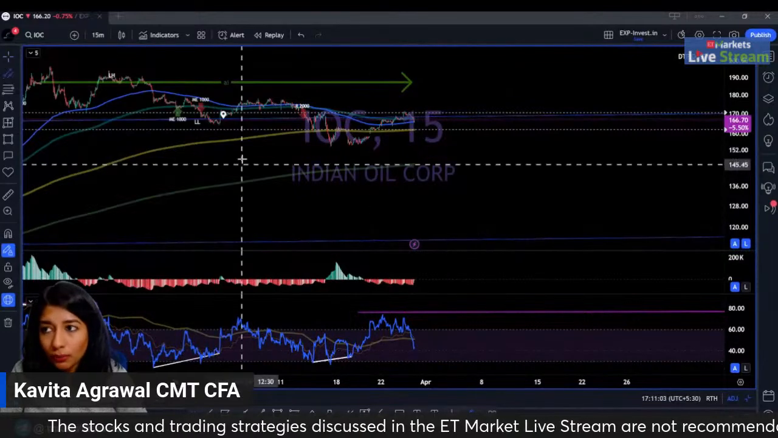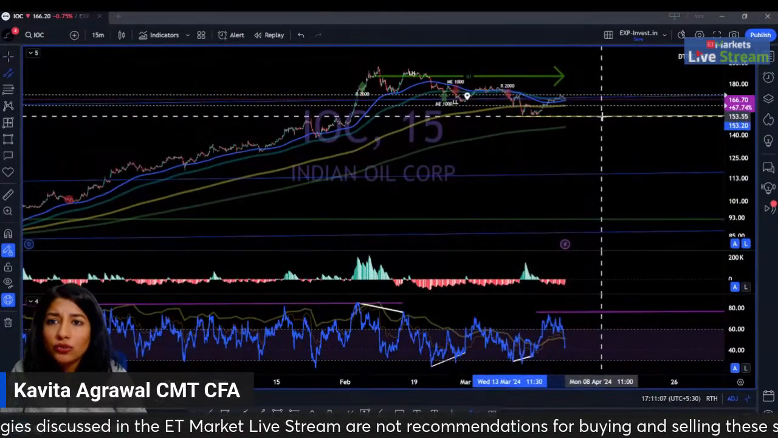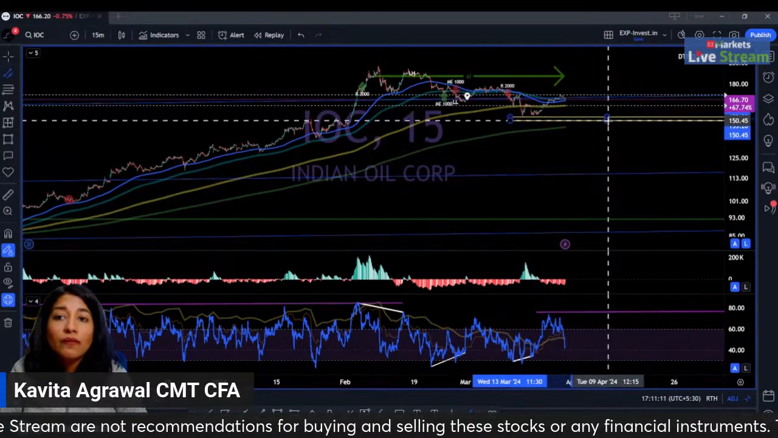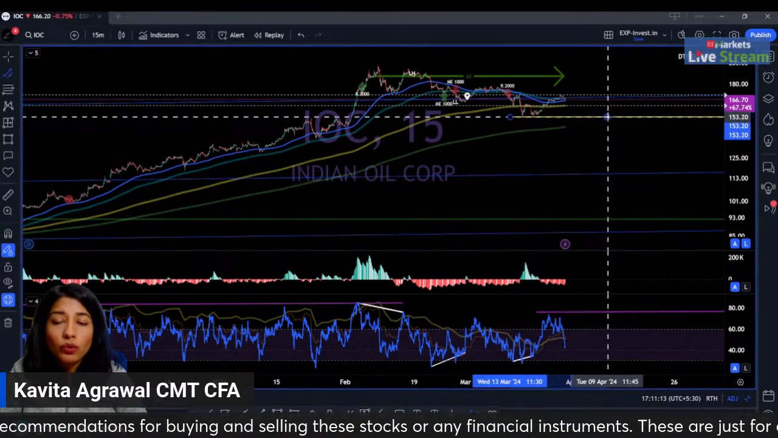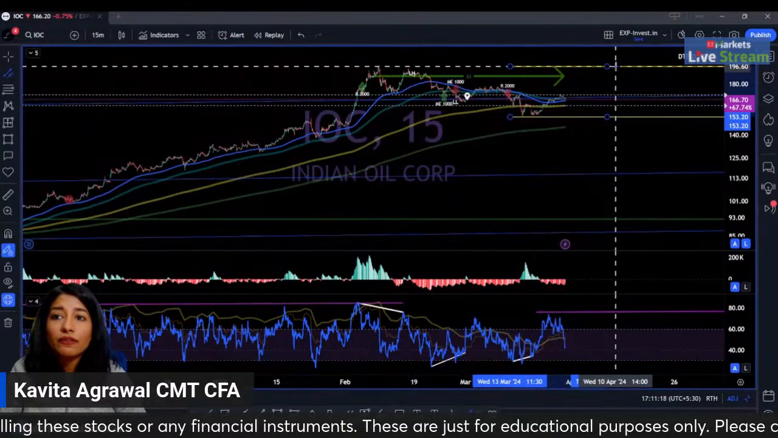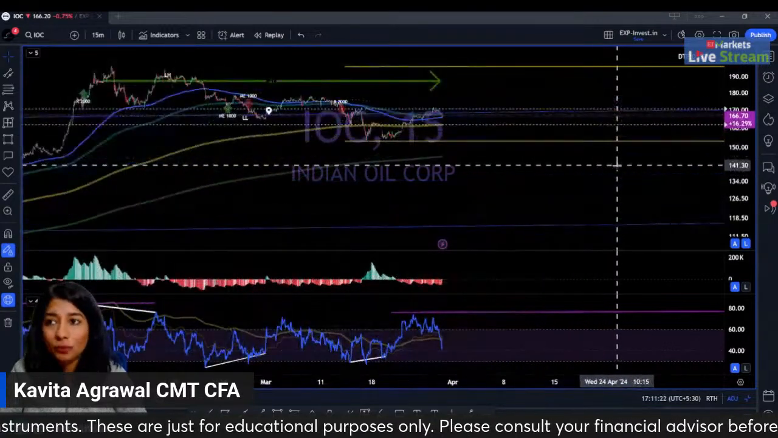And what would be my stop loss? That's a no-brainer. This is the low that would form my stop loss. So even for anybody who's holding a short-term position, 153 would be a good stop-loss level, and a conservative first target here could be 196 rupees.